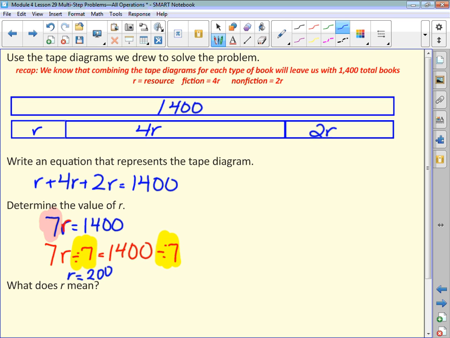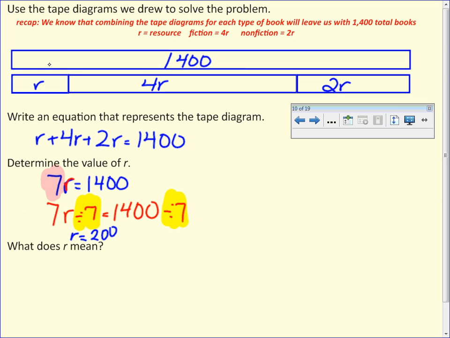You're going to add this to the side before you go down to the bottom question. What does that mean? What does that represent? What does the R mean? What is the R? The variable, that's the word I'm looking for. The value of the variable R, what is it? Thank you.